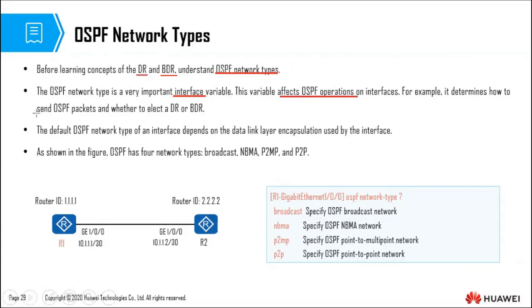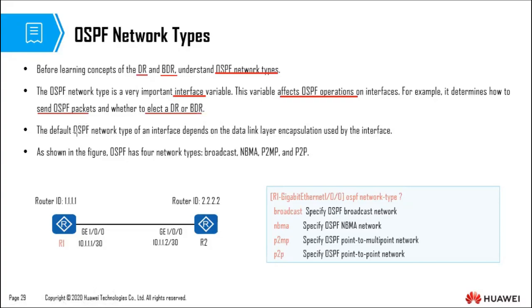For example, it might determine how we are going to be sending OSPF packets. I already said that the hello packet is sent on a multicast IP address, but what if a certain type of connection does not support multicast? So how then do we send the packet? Number two, it also determines whether we are going to elect, not select, a designated router and a backup designated router. So that's why it's important to understand these network types.